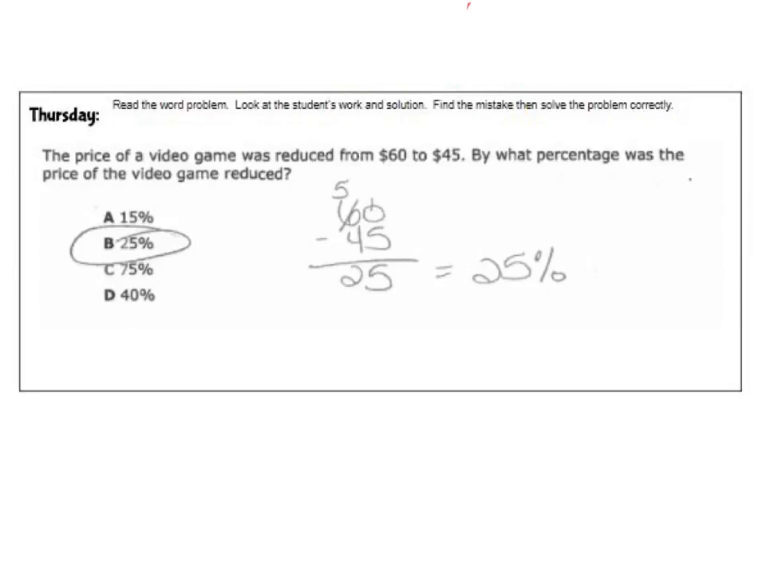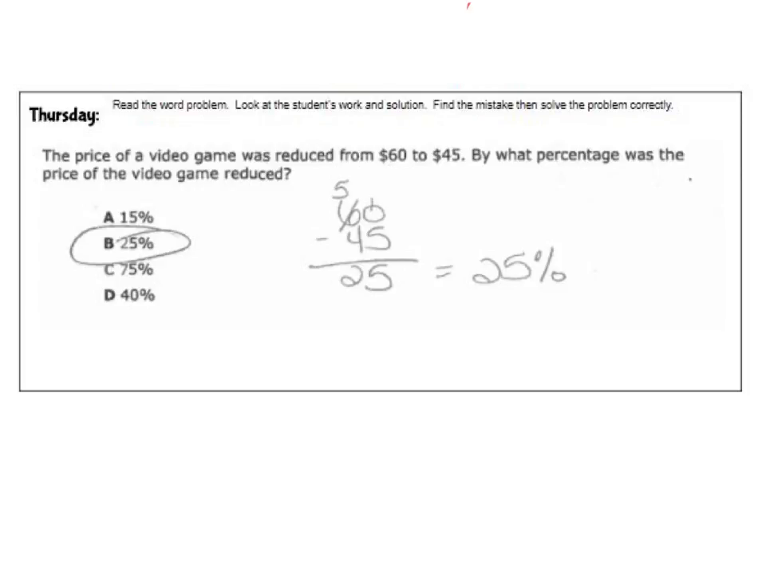So the directions say read the word problem, look at the student's work and solutions, find the mistake, then solve the problem correctly. This is one of the questions that was in your test, the percent test. So let's look at the student's work. It says the price of a video game was reduced from $60 to $45. By what percent was the price of the video game reduced?